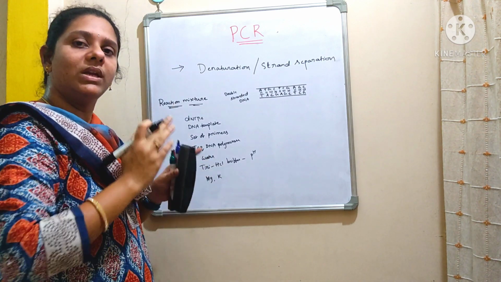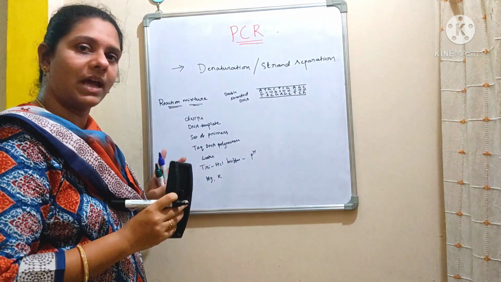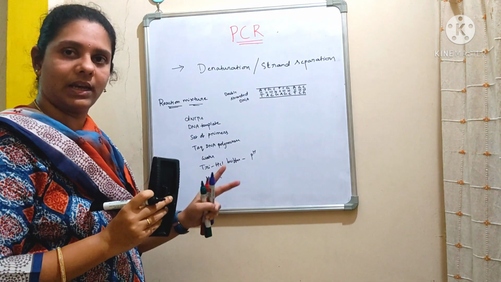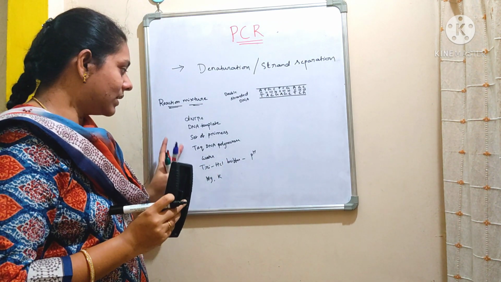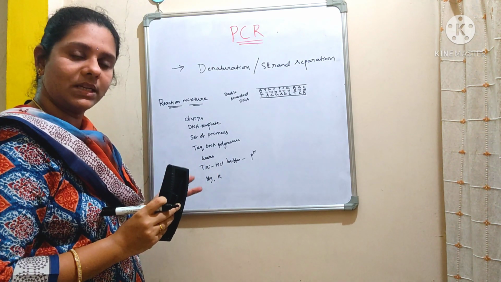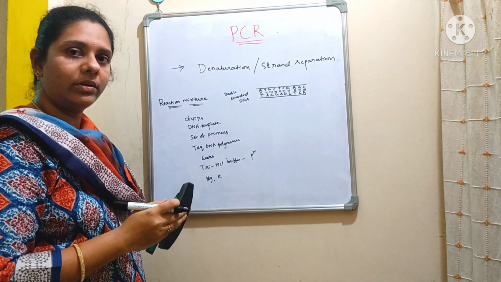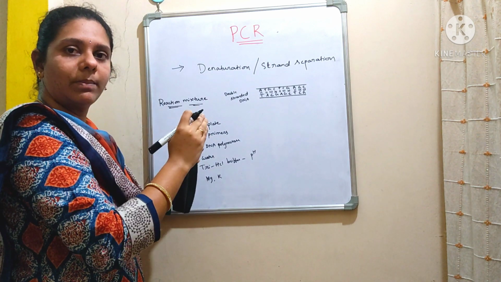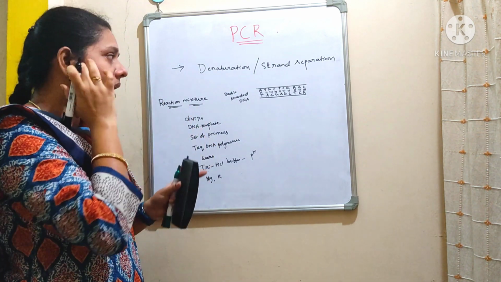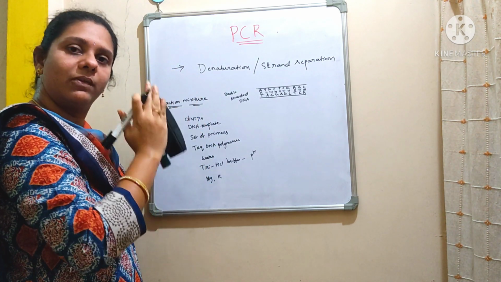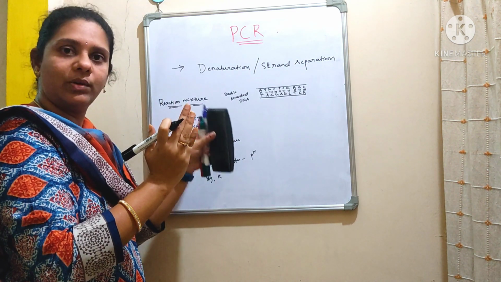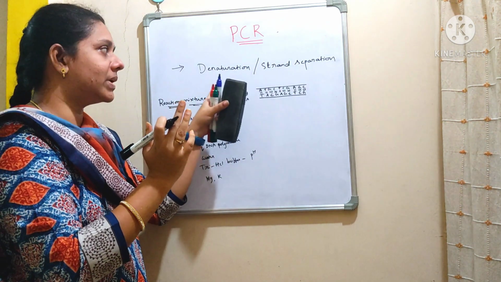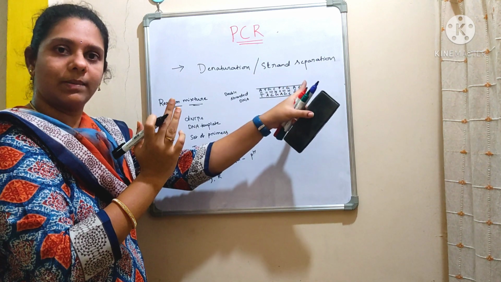So first thing is you need to set up a reaction. Just listen, I will tell you the procedure in detail again. So once you are done with all these requirements in a test tube, you are going to set up a reaction with the first step of denaturation. So I'll tell you first the 3 steps, then when we talk about the procedure I'll explain again. So here the first step is denaturation or strand separation.